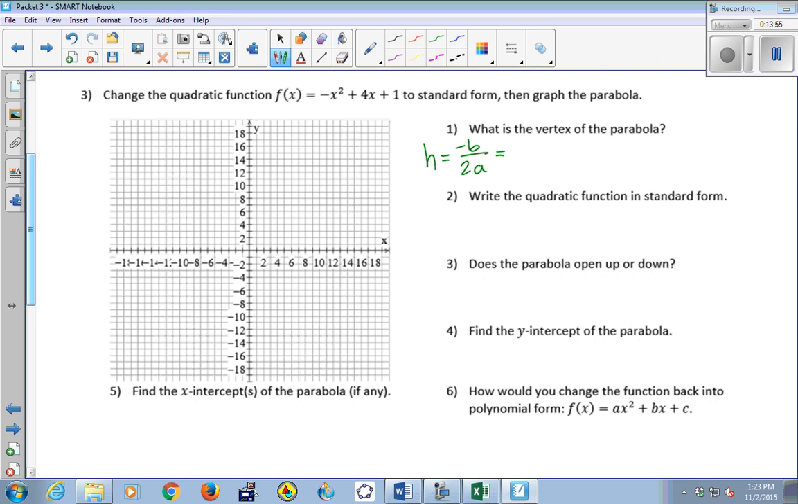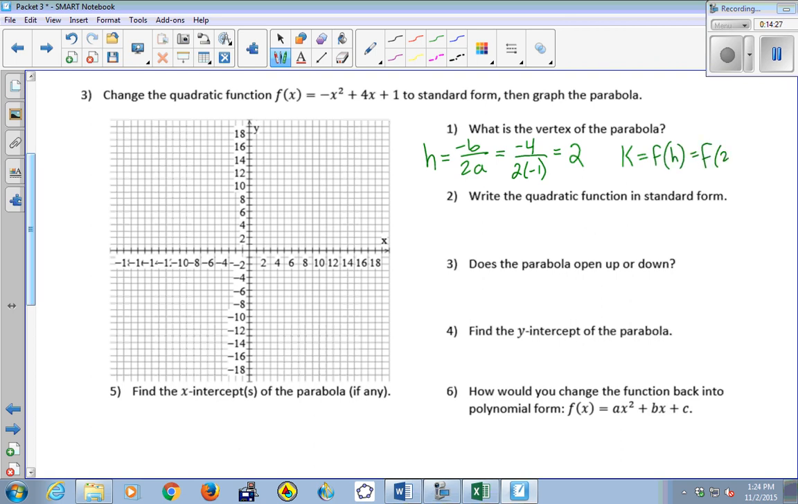Okay, so what is b in my alphabetical form here? 4. So I'm going to have negative 4 over 2 times negative 1, 2a. So it's negative 4 over negative 2, which is 2. And then k, which is the y coordinate of the vertex, you get by taking the x coordinate of the vertex, 2, and plugging it into the original function. So k is just f of whatever you found out h was.